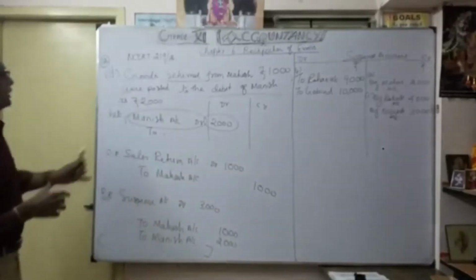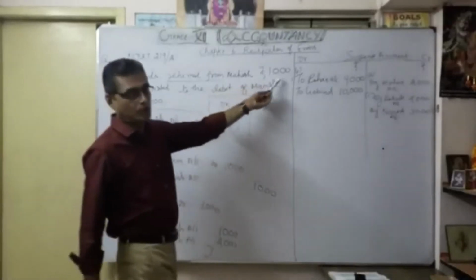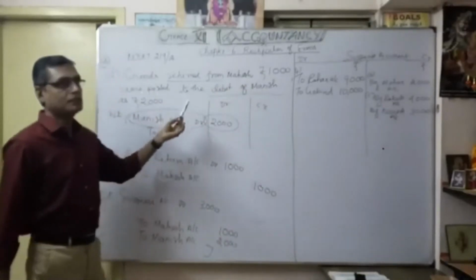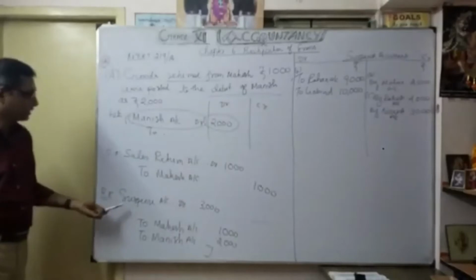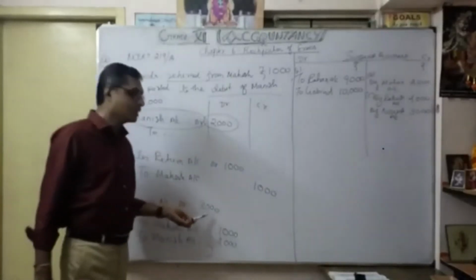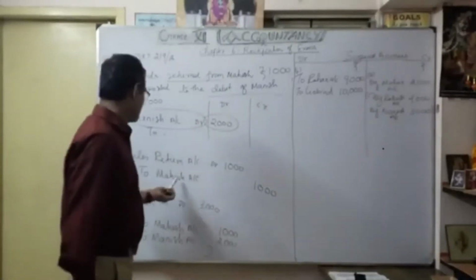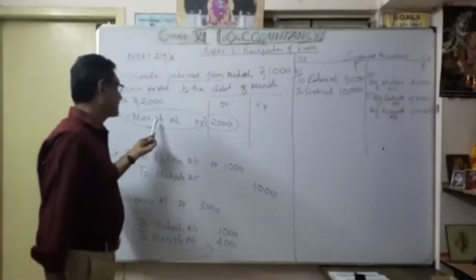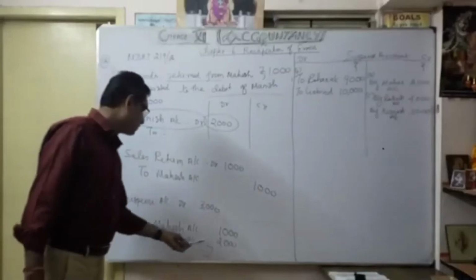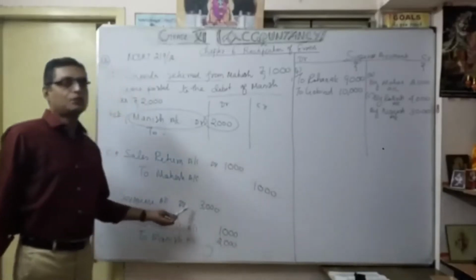Now understood narration? Same manner you have to write. You have to write goods returned from Magesh 1,000 are posted to the debit of Manish as 2,000. Now understood about this suspense account debit 3,000. How 3,000? As usual anyway Magesh I am going to do. Yes, now I am going to rectify. So wrongly debited earlier, I am going to credit Manish account 2,000. That's why a suspense account become 3,000.